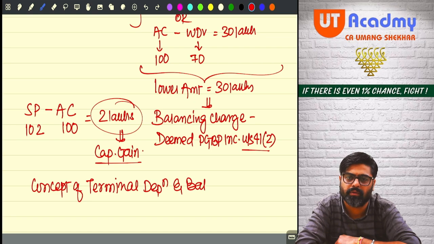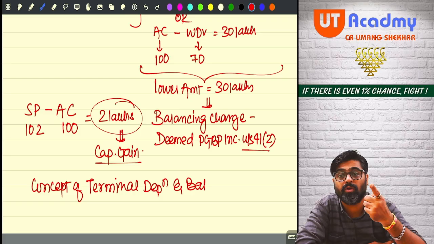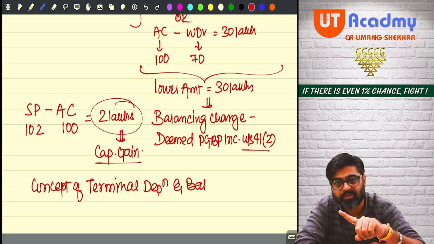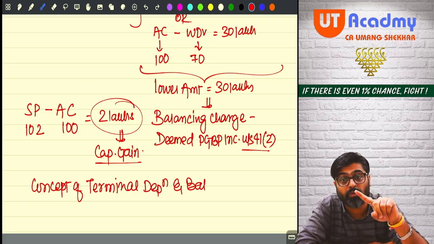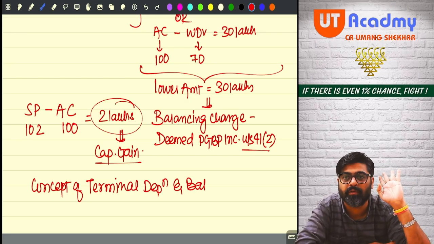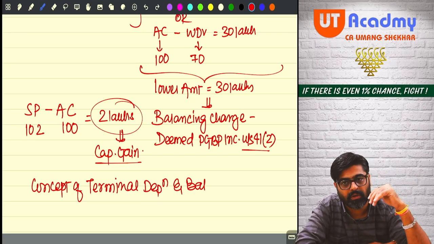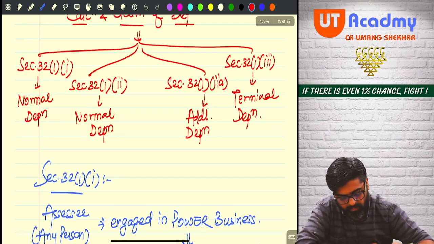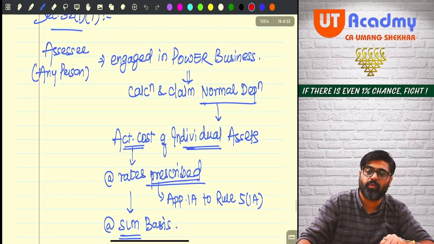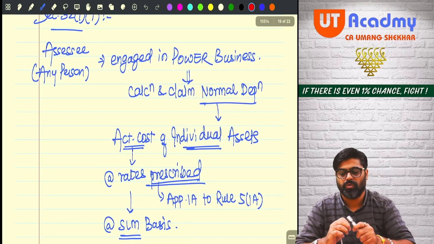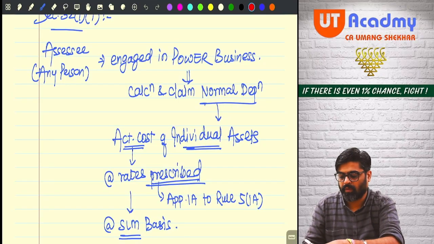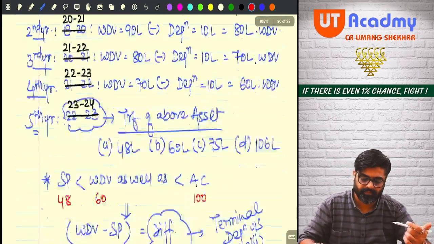Sure. This is the end of normal depreciation available to assessees engaged in power business along with terminal depreciation clause 3. Sure. Now we are going to do the second type of depreciation, 32(1)(ii). Okay. Pay attention now.